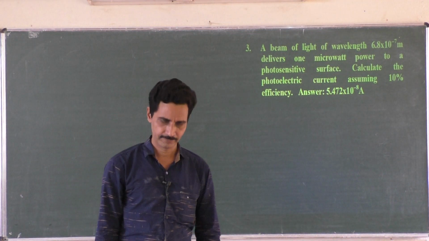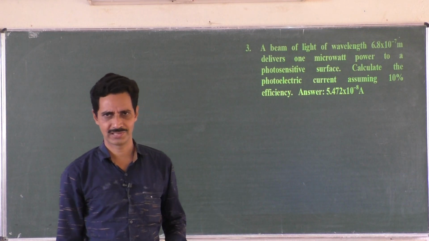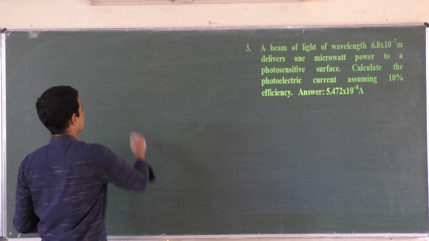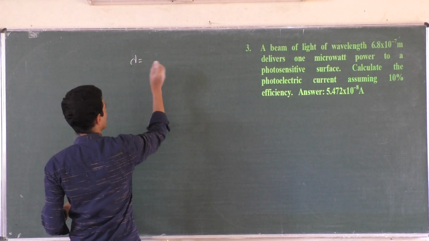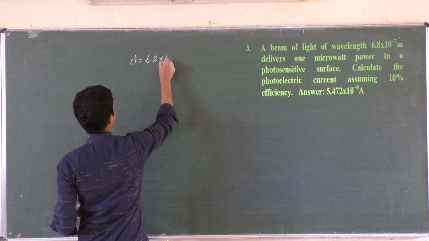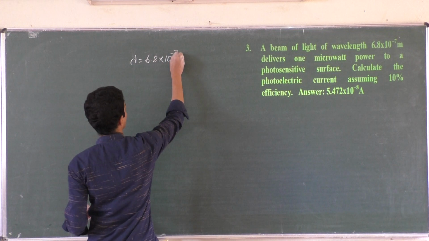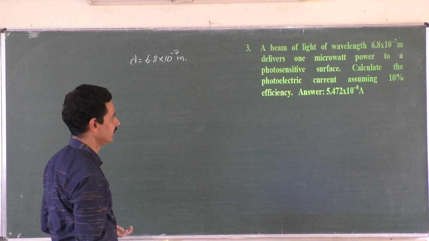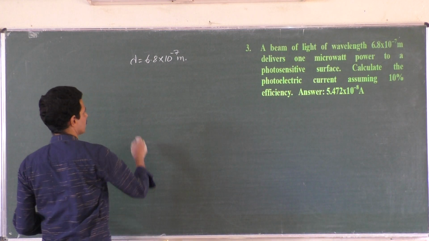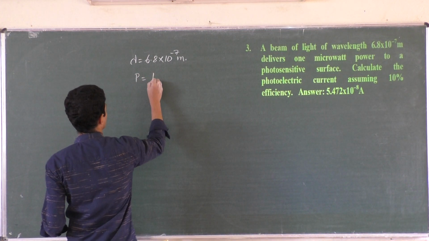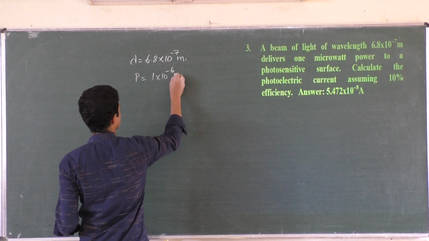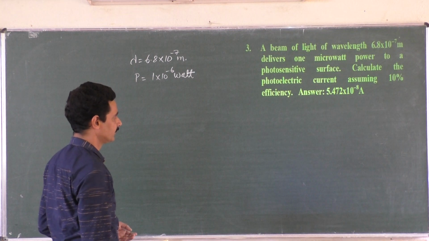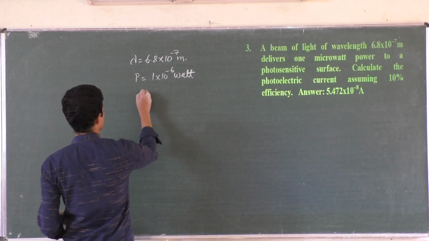Very different problem. Has nothing to do with the previous solutions. Very special one. A beam of light of wavelength, lambda is equal to 6.8 into 10 to the power minus 7 meters, delivers 1 microwatt power to a photosensitive surface. Power is 1 microwatt. Calculate the photoelectric current, I is how much?